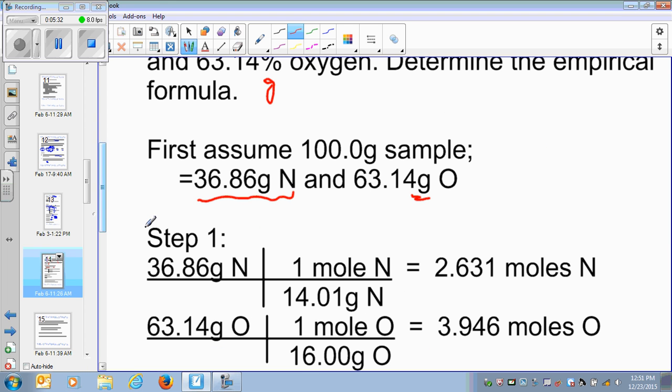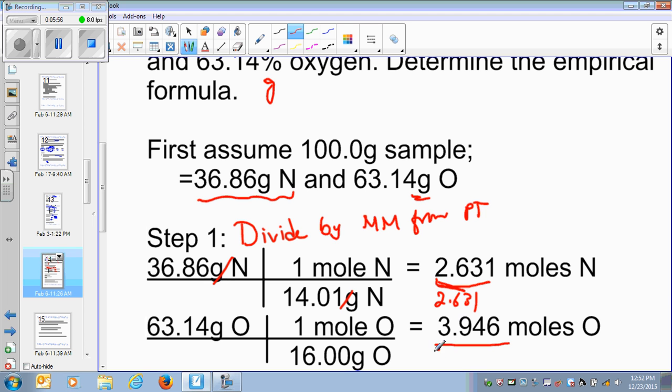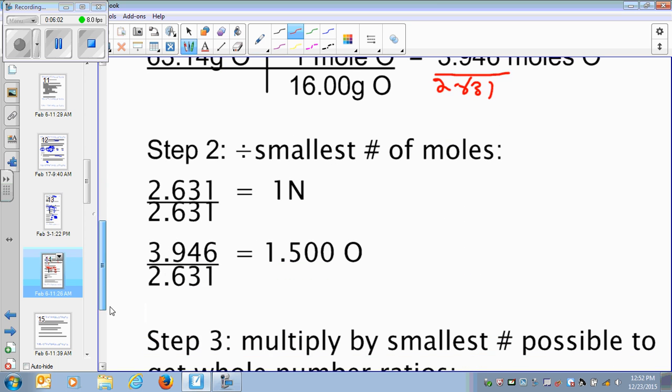My first step is to divide by the molar mass from the periodic table, or use dimensional analysis and convert it into moles. Once I have the moles, I choose the smaller number between the two. I'm going to divide this by 2.631 and this by 2.631. So I divide both my answers by the smaller number. And it's 1 and this is 1.5.